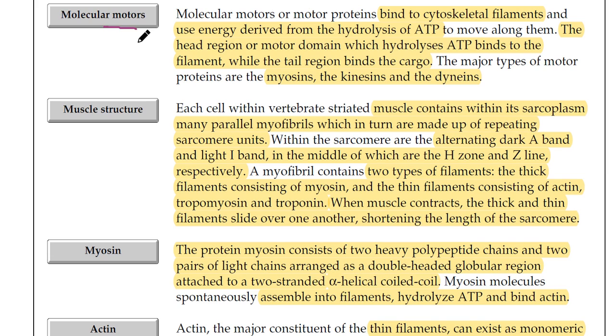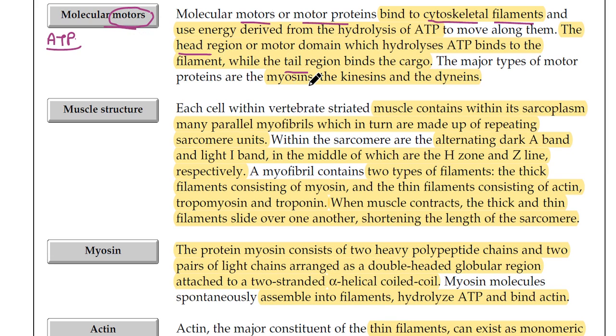Next is molecular motors. These motor proteins bind to cytoskeletal filaments. Cytoskeletal filaments means what? Microfilaments, intermediate filaments, and microtubules. These molecular motor proteins bind to cytoskeletal filaments and use the energy derived from ATP hydrolysis. They have a head region and a tail region.